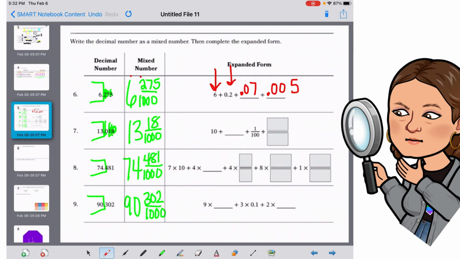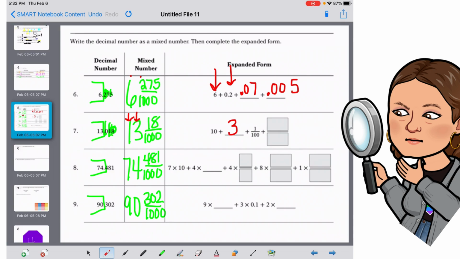Okay, I'm going to move to the next one. I've got 10. Remember, our expanded form is where we take that number and we stretch it out into all of the different place values. So I have 10 right there. My next one is in the ones. That tells me I have 3.